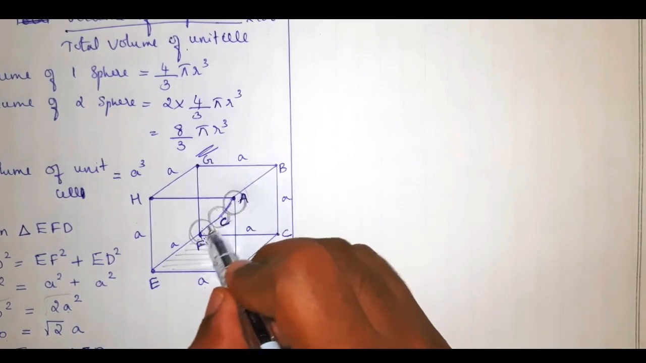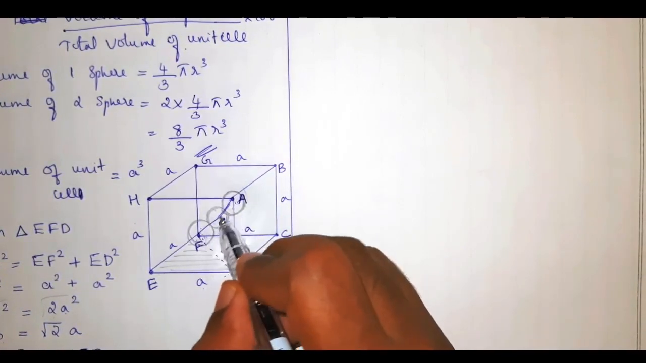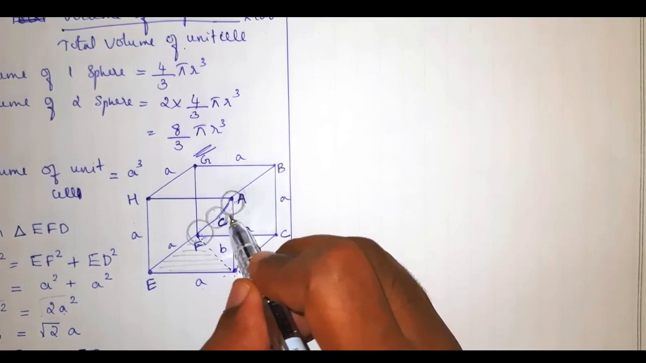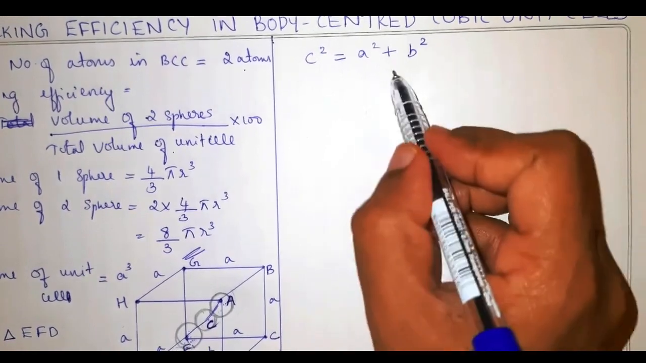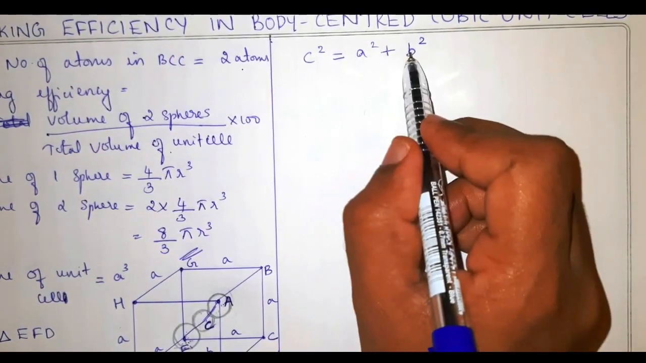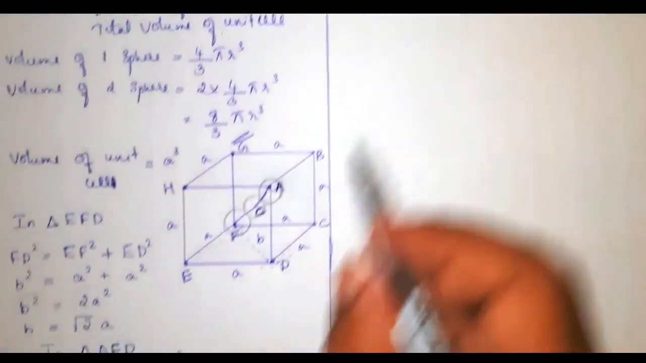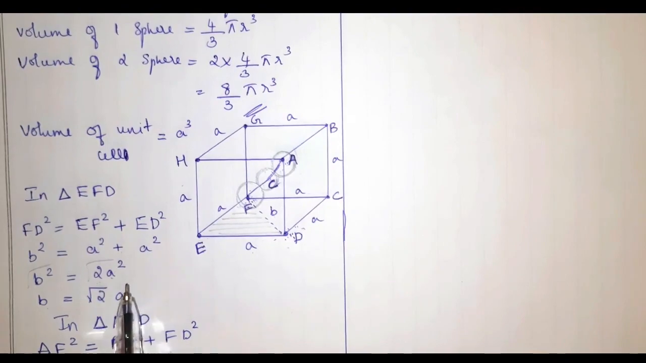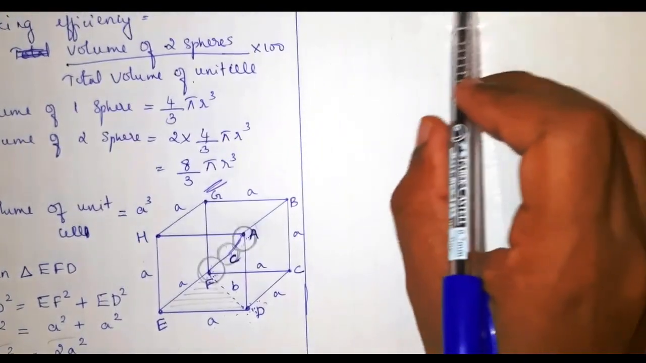Actually we need this diagonal for our calculation, that is, this is the diagonal where all the three spheres are touching. But when you take this diagonal, you will get an equation like this: C square is equal to A square plus B square. So you can't simplify this. To simplify this, we have taken another triangle in the beginning, just to find a substitution here.